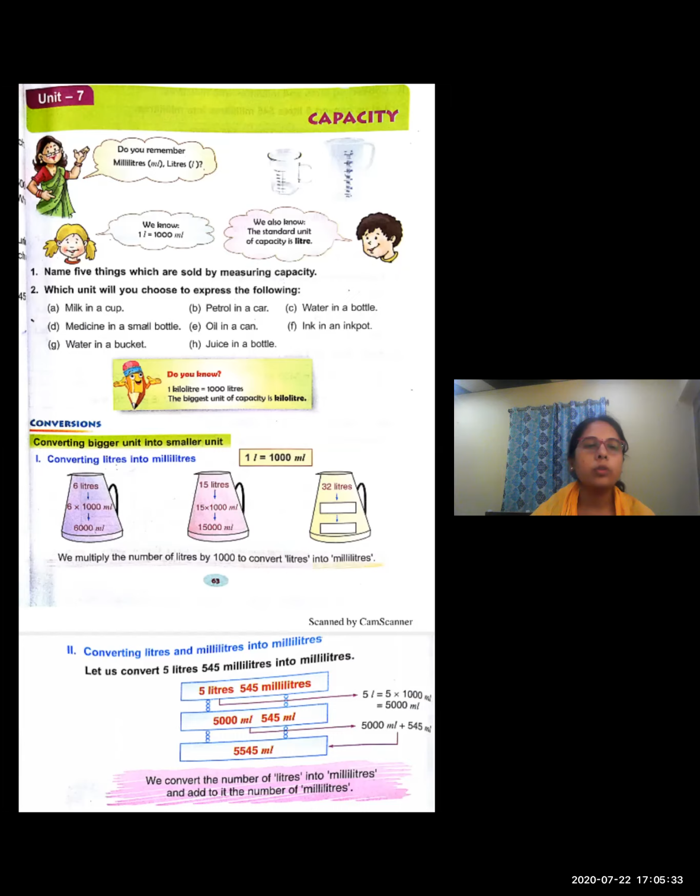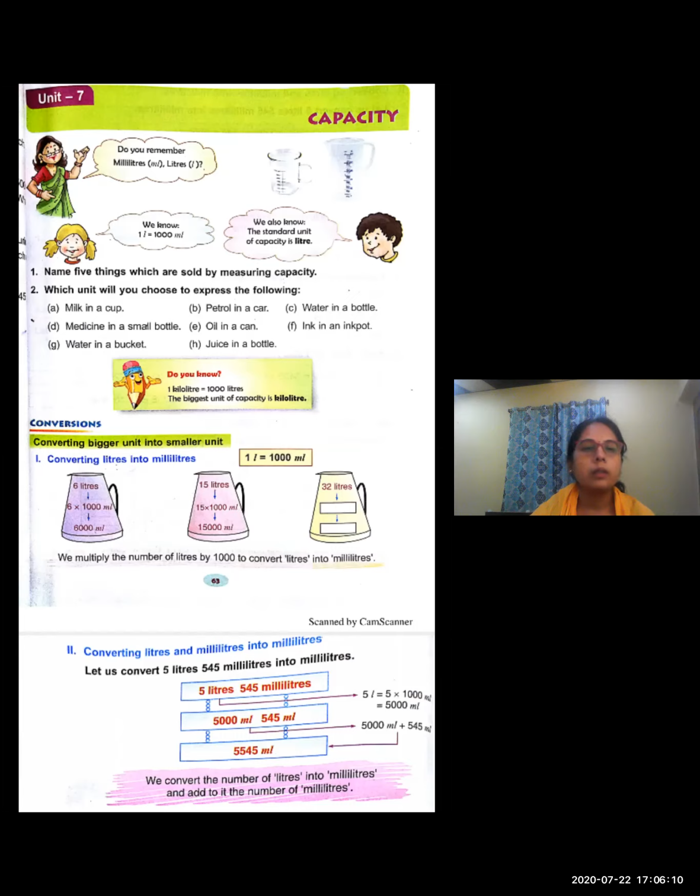That is, when you go to a shop, then you buy things by measuring their capacity, like milk, petrol, medicine, oil, ink, juice, cold drink and many such things. So now I told you 1 kiloliter is equal to 1000 liter and the biggest unit of capacity is kiloliter. So these are the things you must remember.